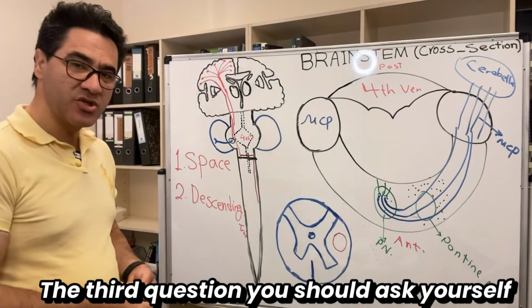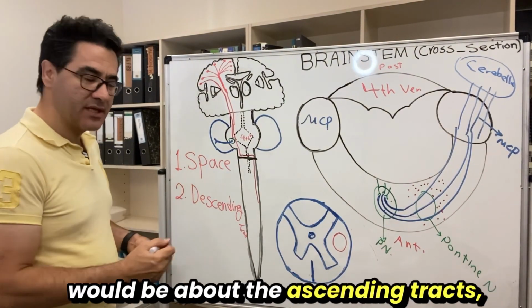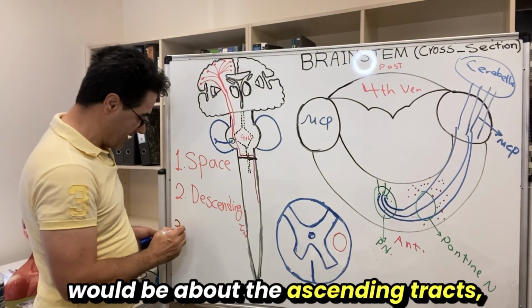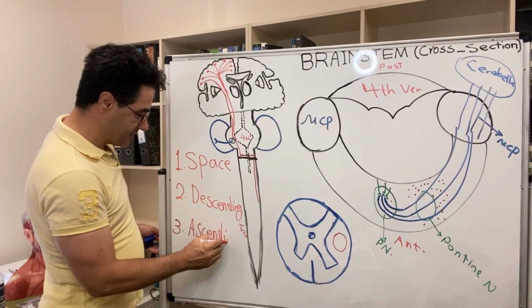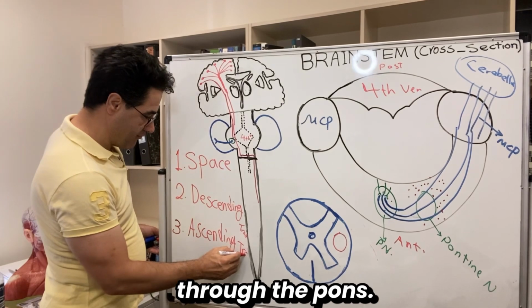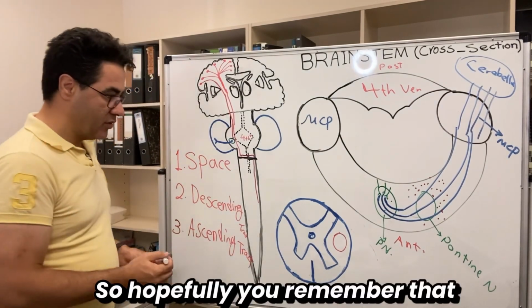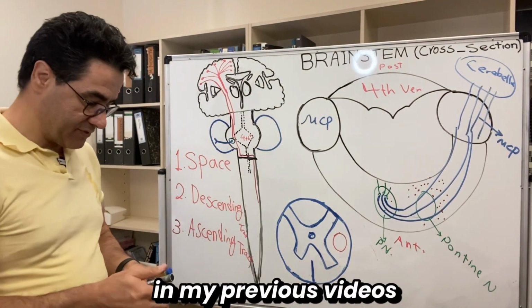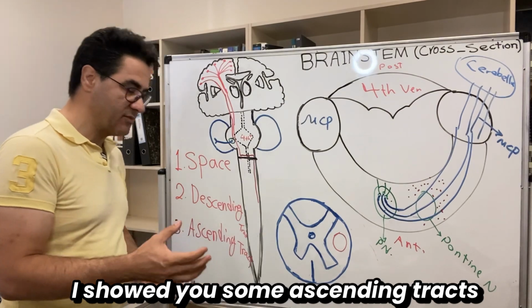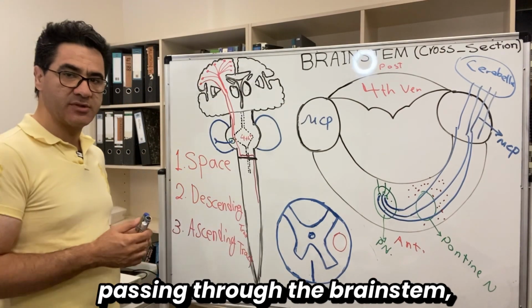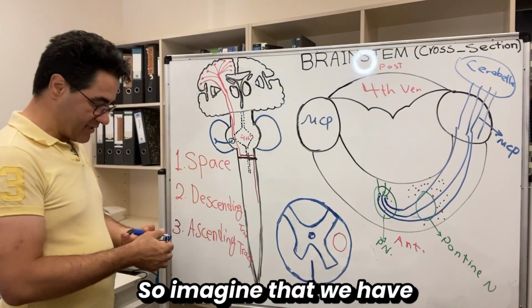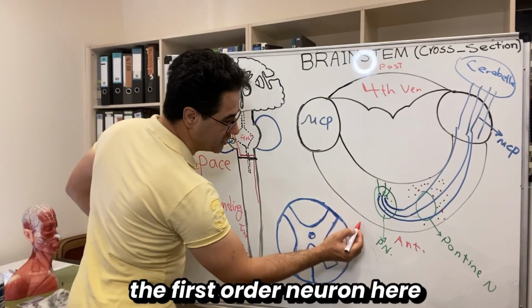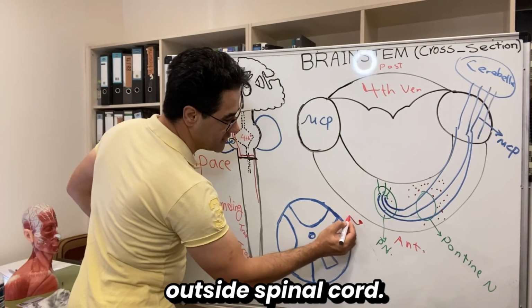The third question you should ask yourself would be about the ascending tracts. Which ascending tracts pass through the pons? Hopefully you remember that in my previous videos I showed you some ascending tracts passing through the brainstem, specifically the pons. So imagine that we have the first order neuron here outside the spinal cord.